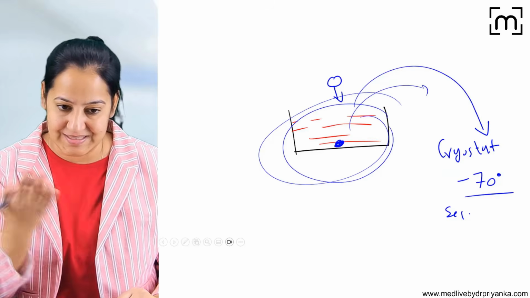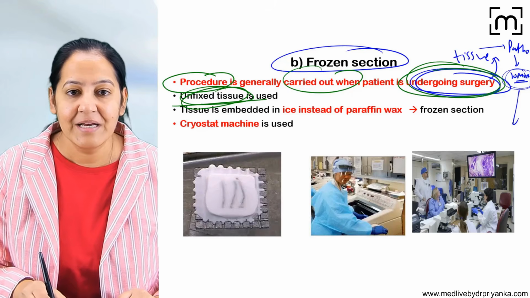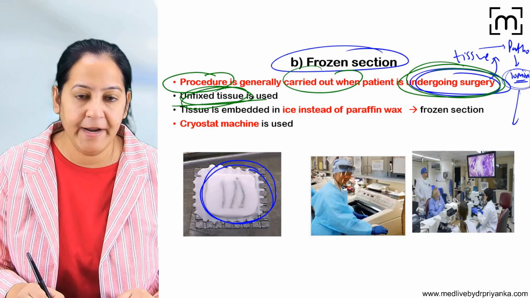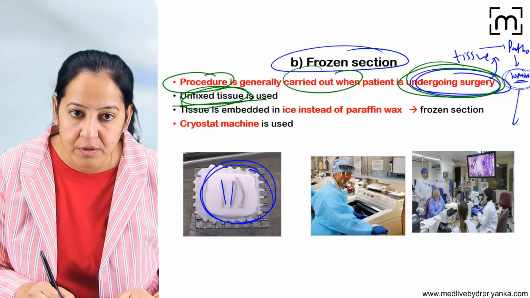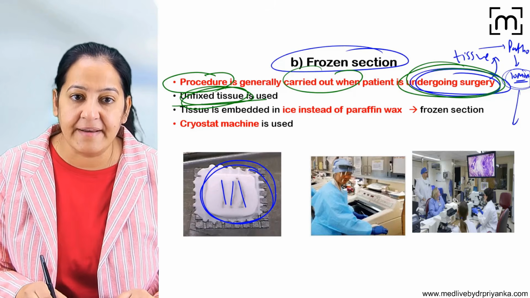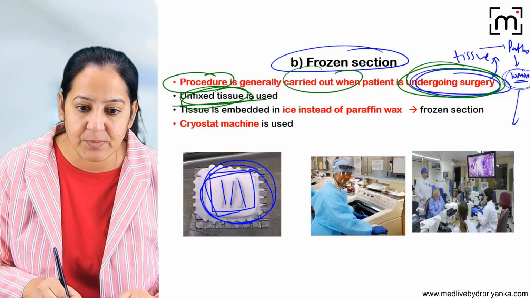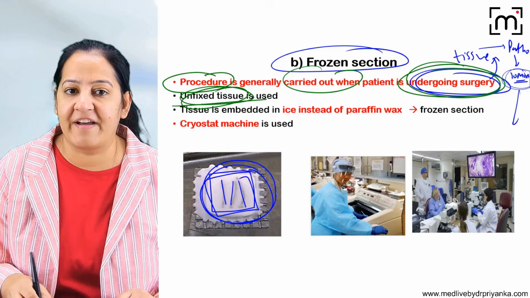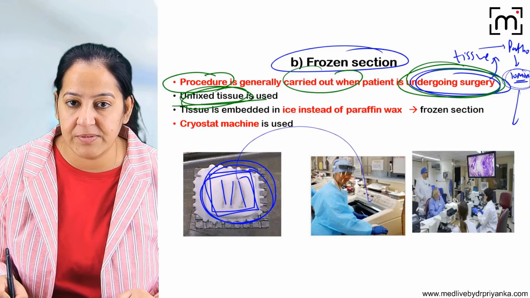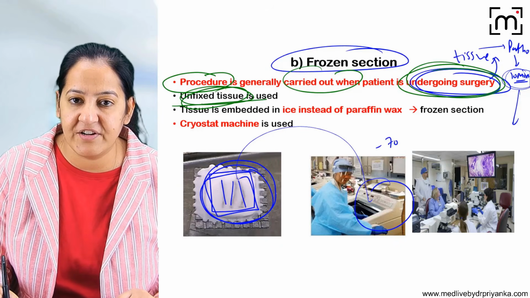You take it out and you just cut it. You just cut it likewise. So you can see this is the block. It doesn't have wax. This is the tissue provided by the surgeon. And this is the block, this one. You can see this one. But it contains water, it doesn't contain wax. So we are putting it in the cryostat. This is the instrument having minus 70 degrees.